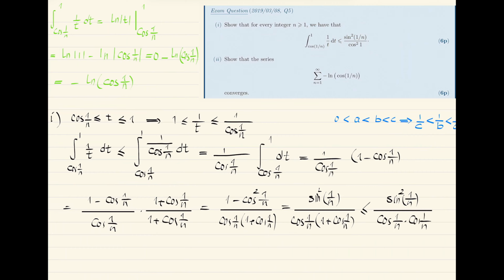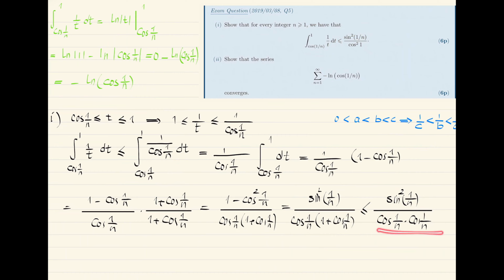Okay, so let me explain. So you see the numerators are the same. These parts of the denominators are the same. What I am telling you is that 1 plus cosine 1 over n is greater than cosine of 1 over n, which is clear, yes, because it has an extra 1 in it. So this means that the numerators are the same, but the denominator of the first one is larger than the denominator of the second one. So this means that the fraction as a whole is less than this fraction.